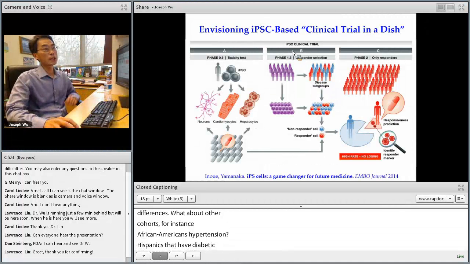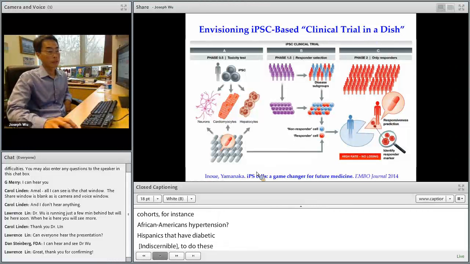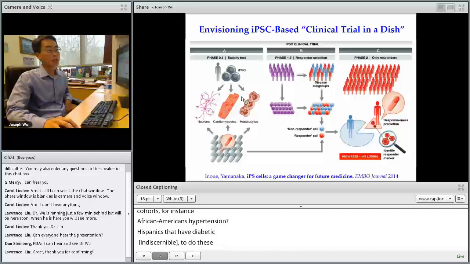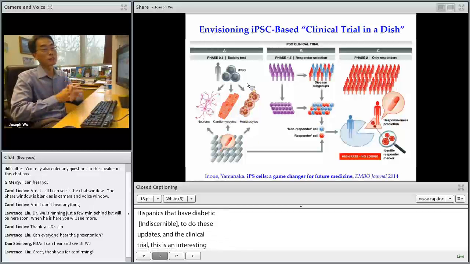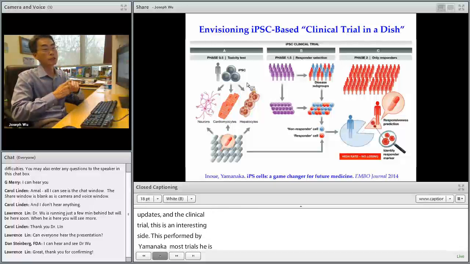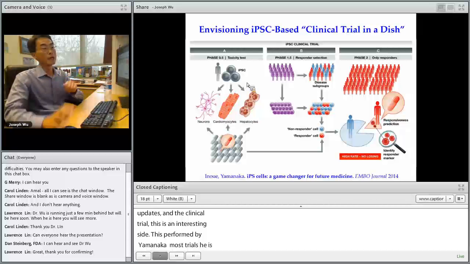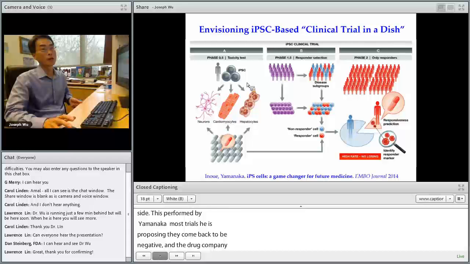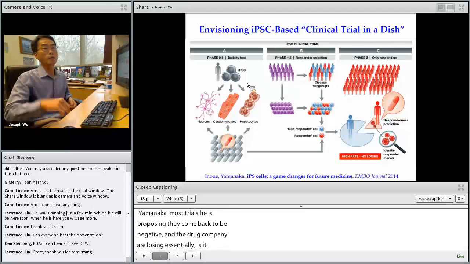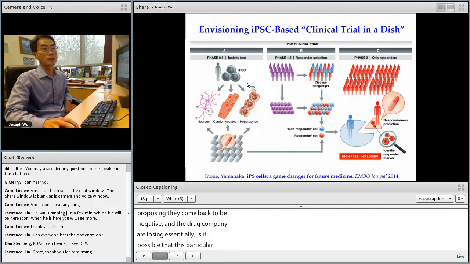Lastly, is it possible to do this iPSC-based clinical trial in a dish? So this is an interesting slide put forth by Shinya Yamanaka, in which he's proposing that most of the clinical trials are very, very large, and once the result comes back negative, the drug company loses interest, the investors lose interest, and essentially the drug is dead. Now, is it possible that this particular drug actually has a positive signal, but the positive signal is being drowned by a negative signal among the non-responders?